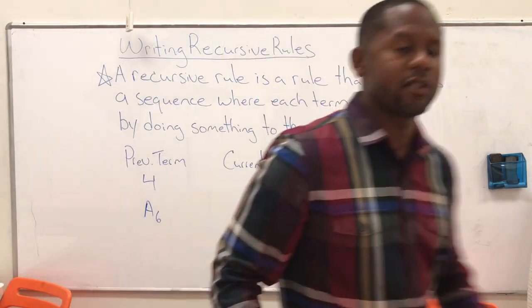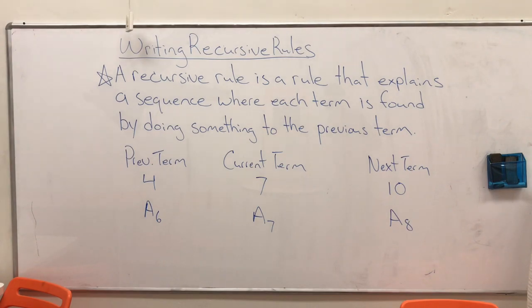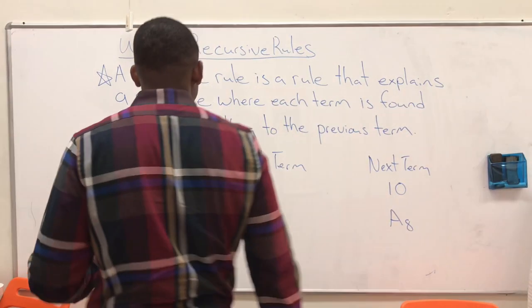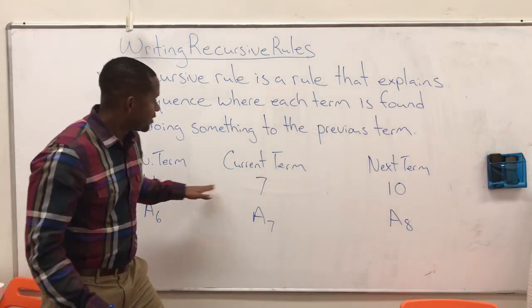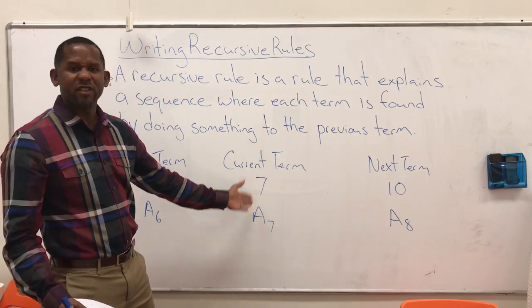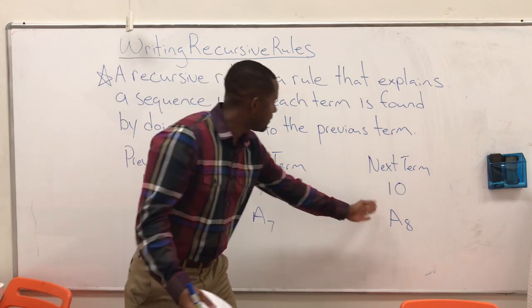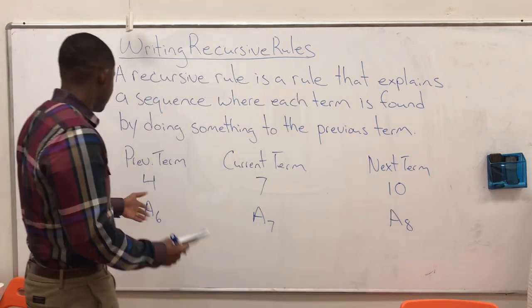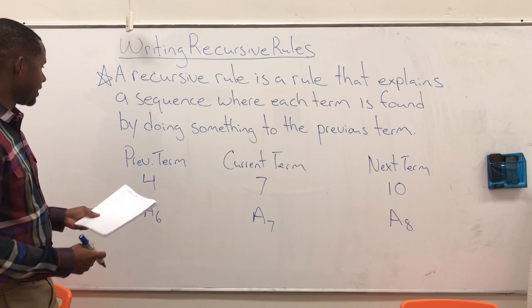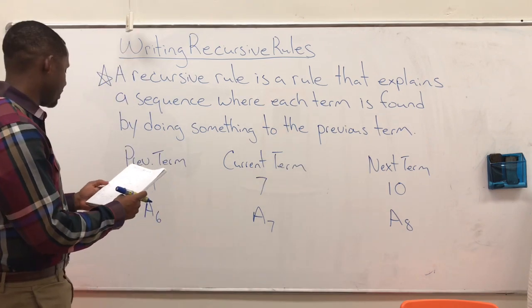I'm just checking to make sure you can see all of this. Yes, you can. Okay? So, these are our terms. We happen to be on the 7th term here because I just started in the middle of the sequence. So this is A sub 7. The next term is A sub 8. The previous term would be A sub 6. Those are the numbers that go along with it.